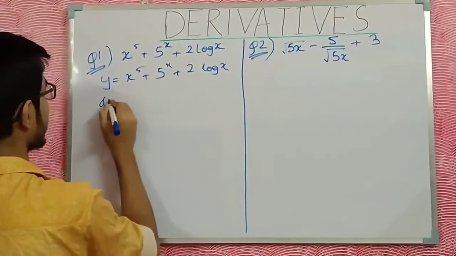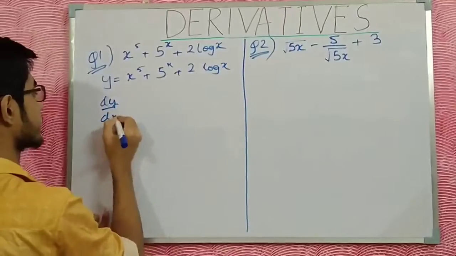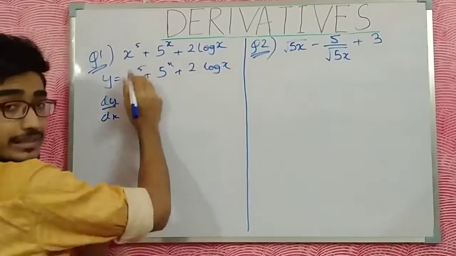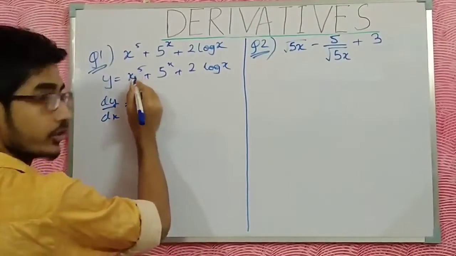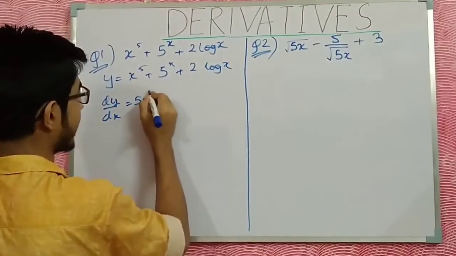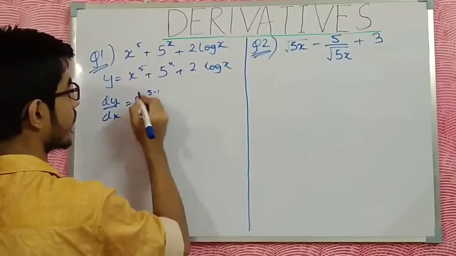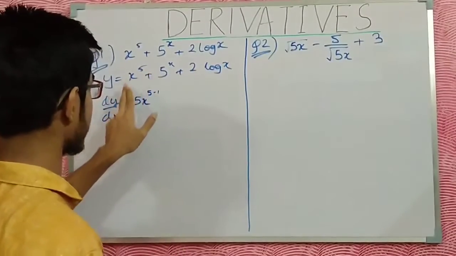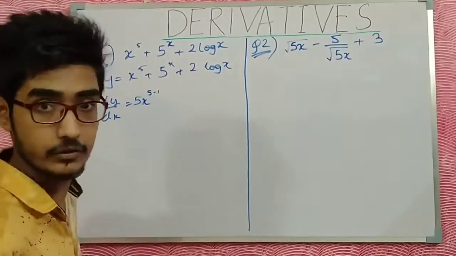So let us do the differentiation, that is dy by dx equals to, this will act as x to the power n. So for x to the power n, the formula was n x to the power n minus 1, that is 5 minus 1. So here 5 will come down, 5 into x to the power 5 minus 1.